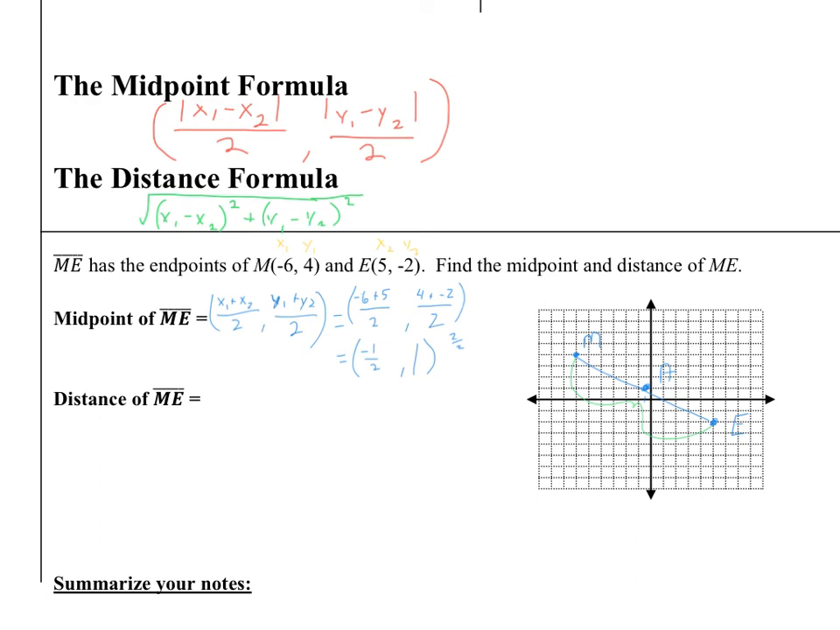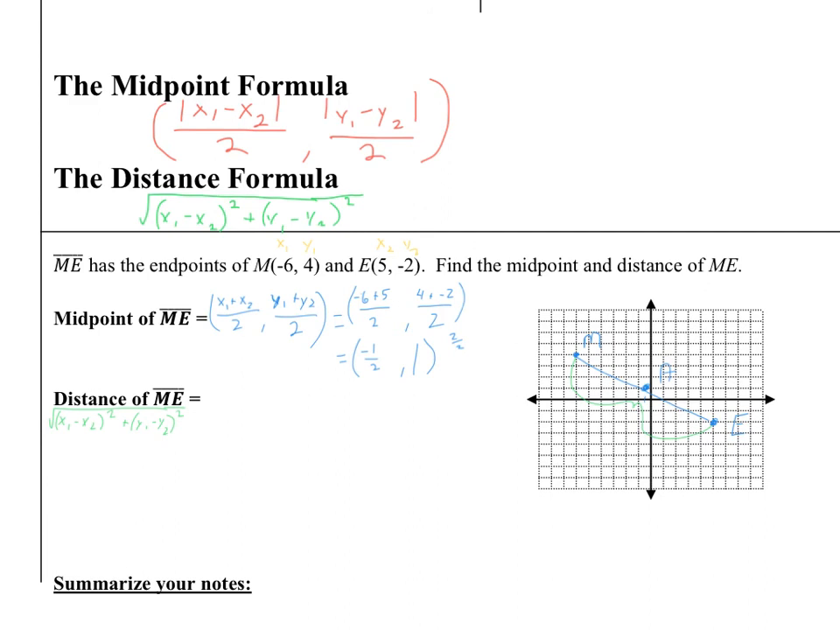To do that, we will use our distance formula. So, the distance formula, we have the square root of x1 minus x2 squared plus y1 minus y2 squared. So that's how we're going to find the distance. So now we just plug in the values and crank out the answer here.